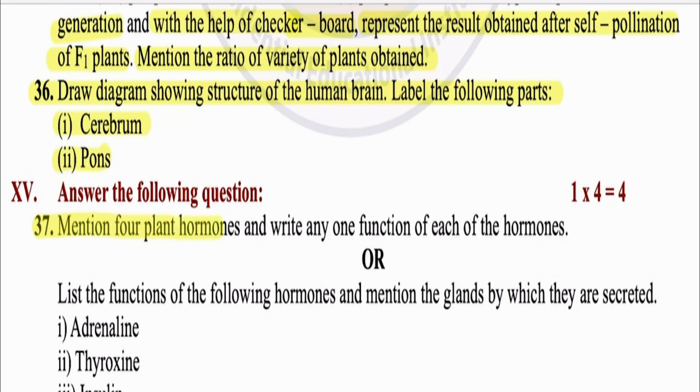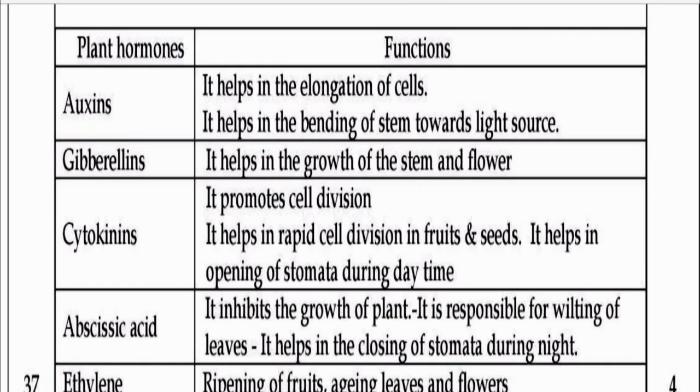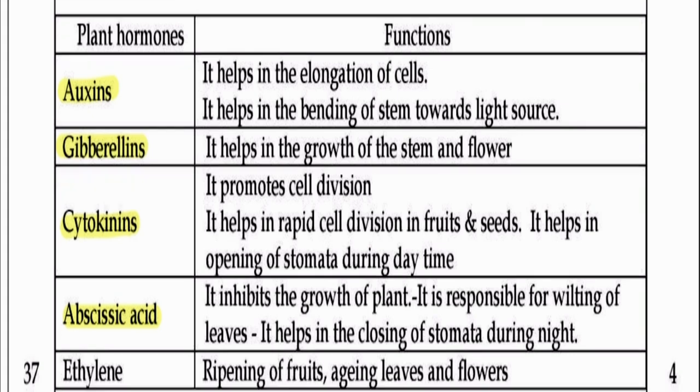Mention 4 plant hormones and write any one function of each of the hormones. The plant hormones are auxins, gibberellins, cytokinins, abscisic acid, and the fifth one is ethylene. Auxin's function is helping in elongation of cells and the bending of stem towards the light source, whereas gibberellins help in growth of stem and flower.